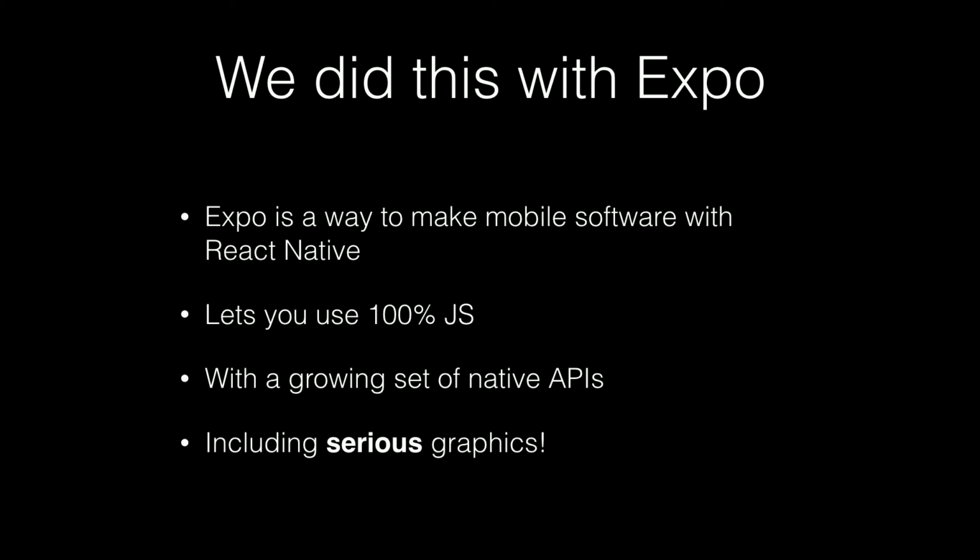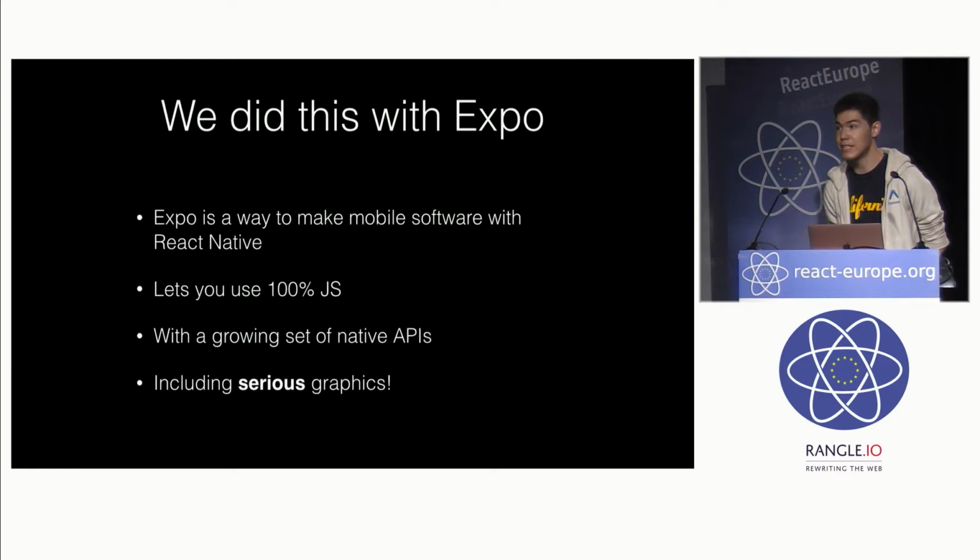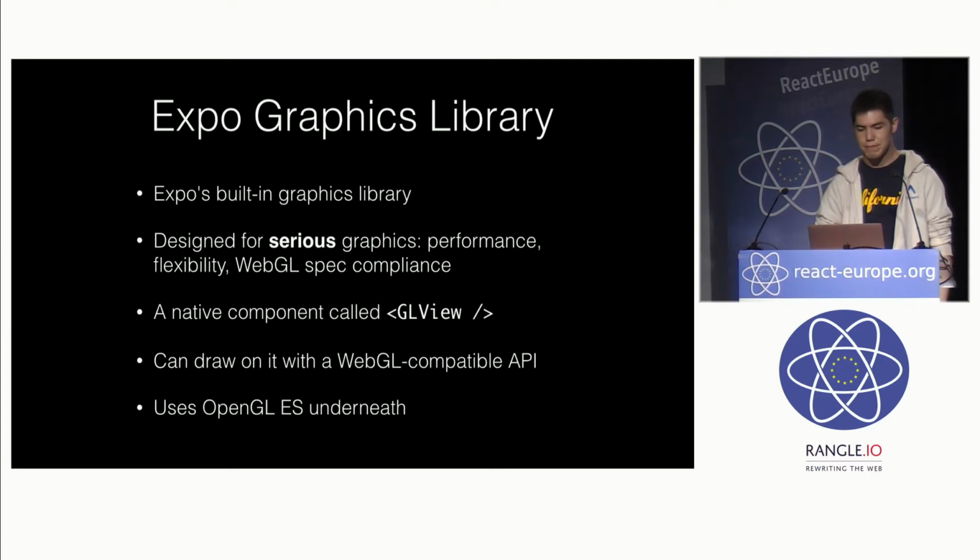Just to give you a brief summary, Expo is a way to make mobile software with React Native, and it lets you write your entire project 100% in JavaScript, which is really nice. You also can write native code in a certain other code path, but generally you get to write just JavaScript. So a lot of your web developer skills carry over. Expo has a growing set of native APIs, including serious graphics.